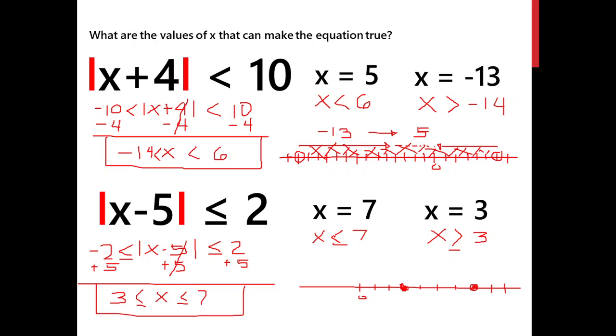So any number less than or equal to 7, that's going to the left. Any number greater than 3, that's going to the right. So eventually the two lines will meet. Therefore, the possible answers are in between these numbers. So that's from 3 to positive 7.